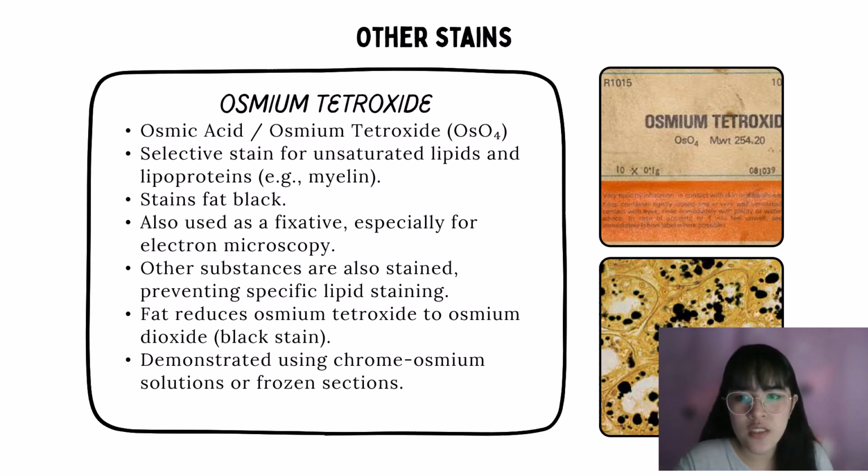Fat, which reduces osmium tetroxide to osmium dioxide, is stained black and may be demonstrated from the tissue by using chrome osmium solutions or by the frozen section methods.